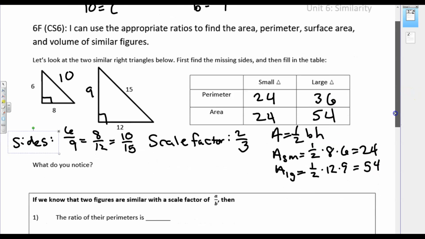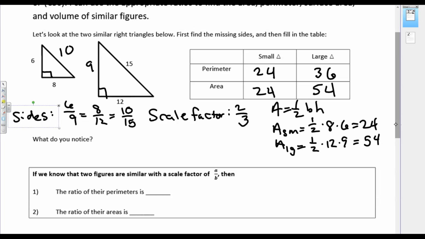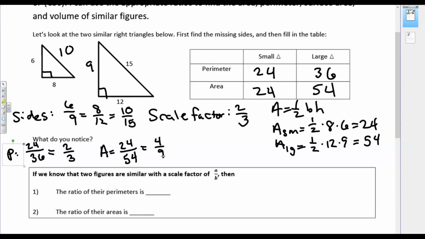So let's take a look at the ratios of their perimeter. The small triangle has a perimeter of 24, while the large triangle has a perimeter of 36. When I reduce that ratio, 12 goes into both, I get 2/3. If you notice, that is the same as the scale factor of 2/3. But the areas, on the other hand: my small triangle has an area of 24, my large has an area of 54. When I reduce those, I get a ratio of 4/9. So if you look, 4/9 is really the scale factor 2/3 squared.